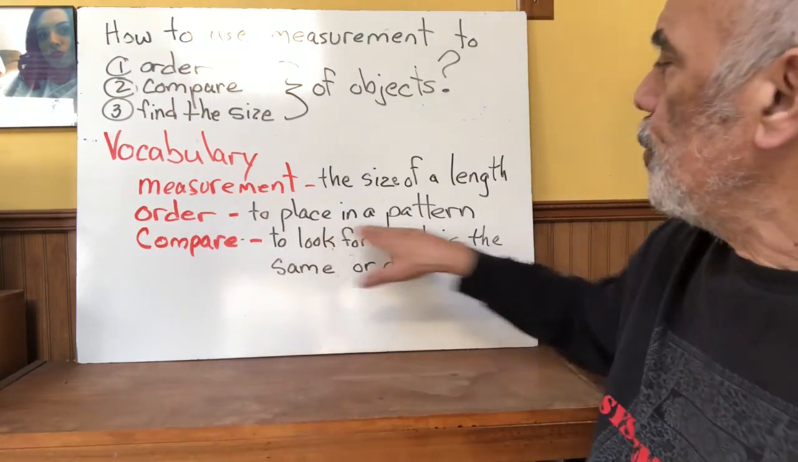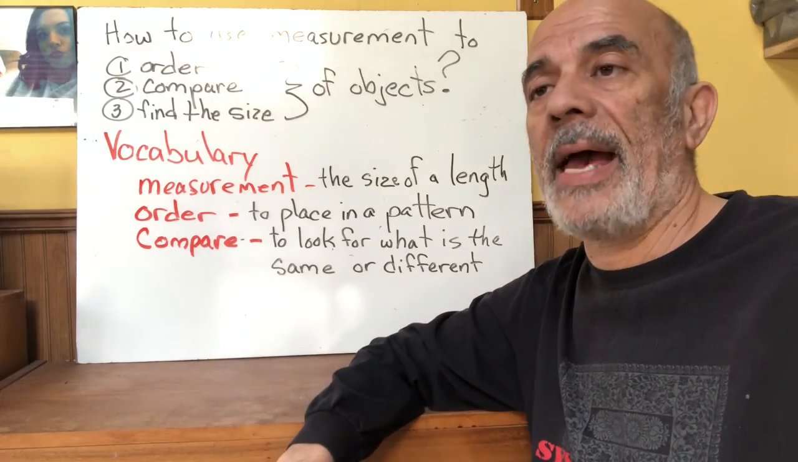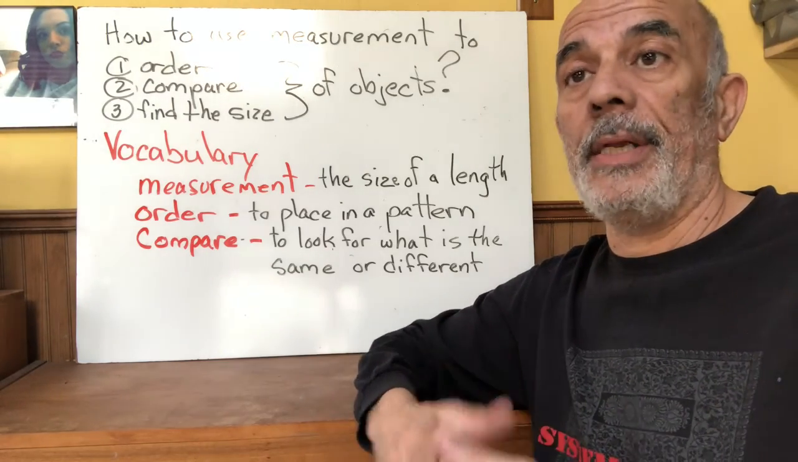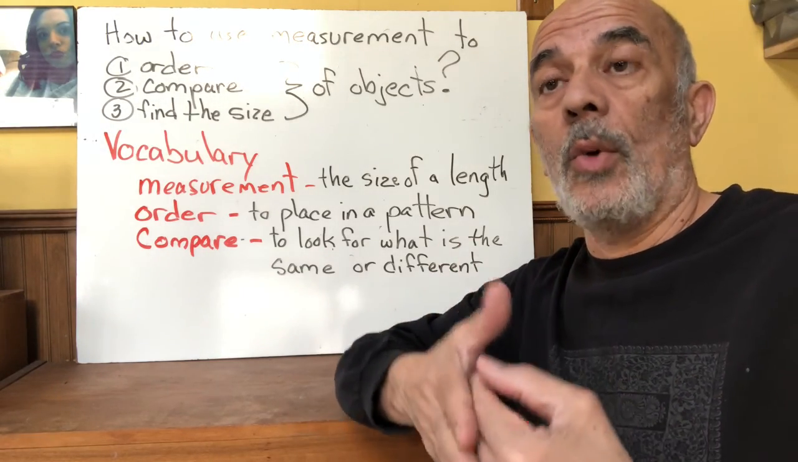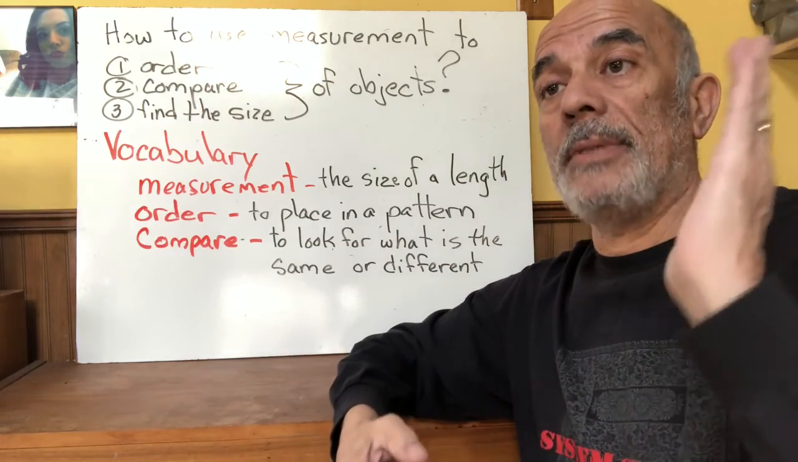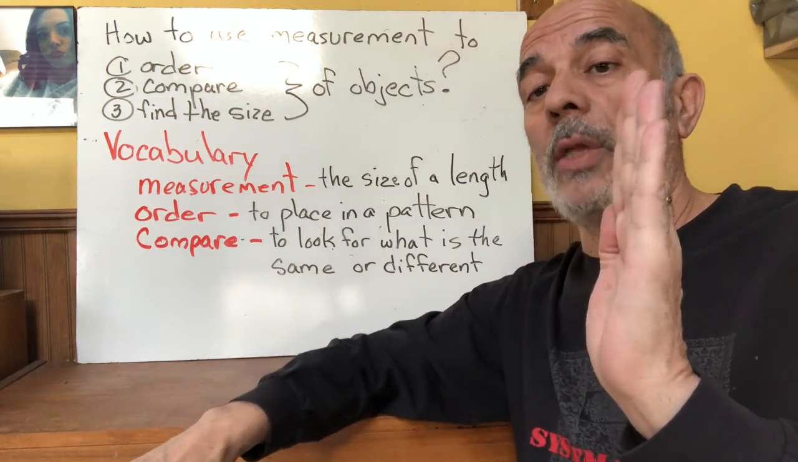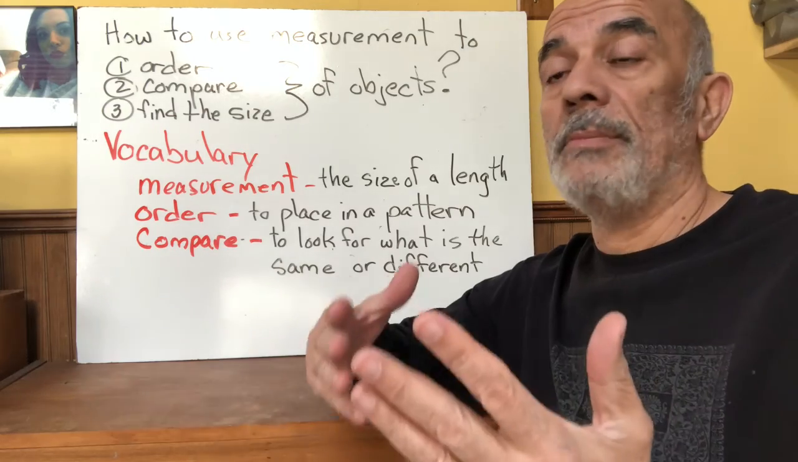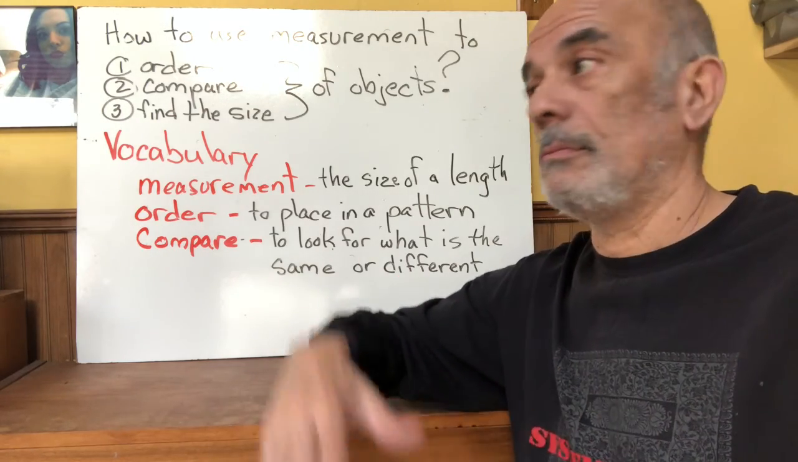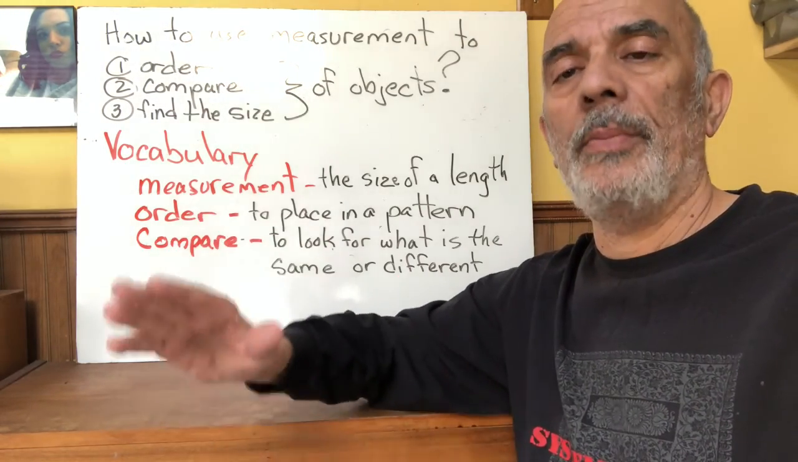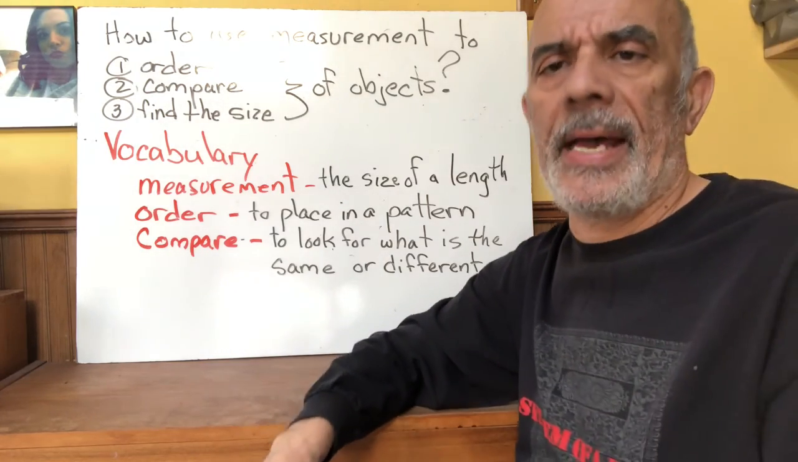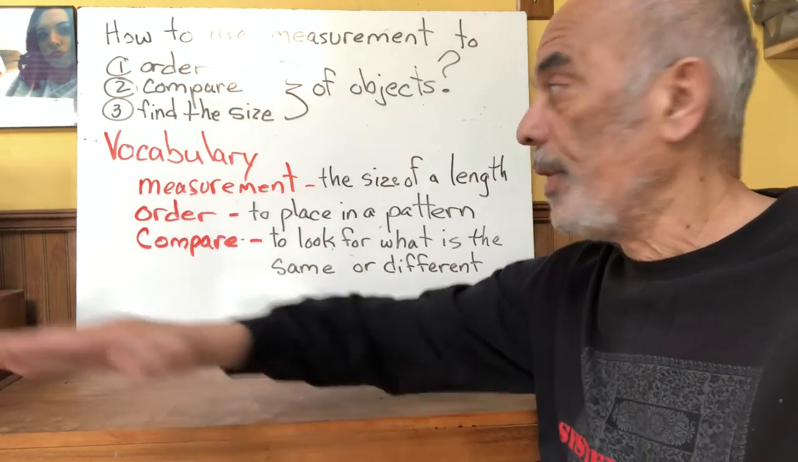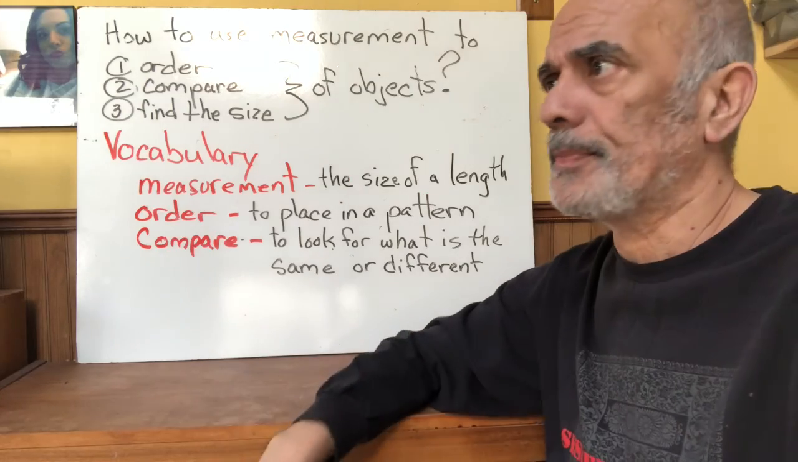Order is to place things in some kind of a pattern. Sometimes it can be from smallest to biggest. Sometimes it could be the opposite, from biggest to smallest. Sometimes it's a different order. Big, small, big, small, big, small. So it's some kind of a pattern that we can all follow, that we can all see, some order.